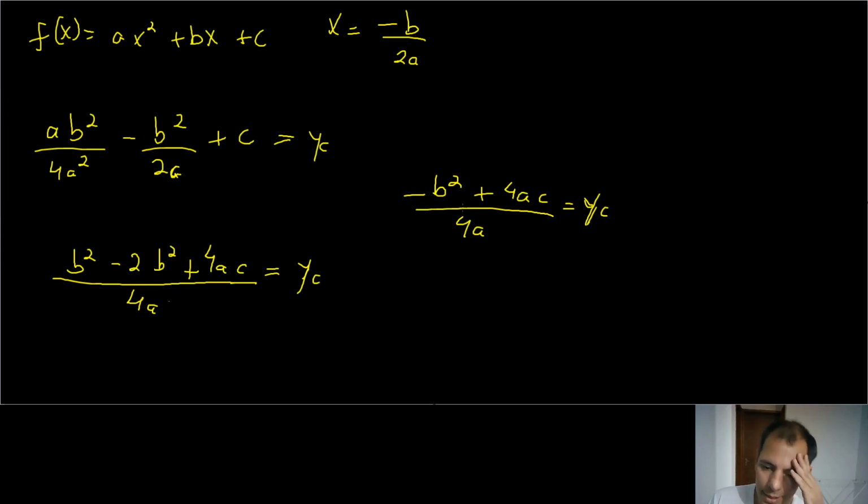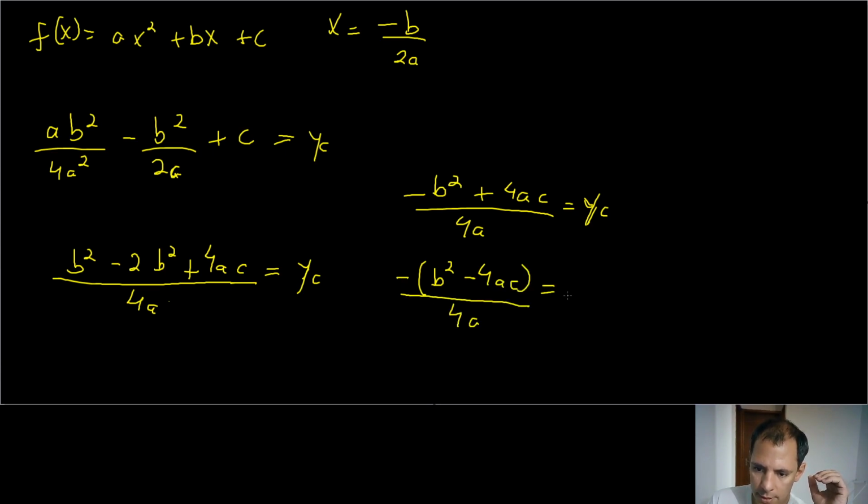Now, guys, you know what we can do? Let's extract the minus from the numerator. So we're going to do minus b squared. Where am I going with this? Well, if you factor out the minus from the numerator, you got a minus here. So minus, b squared minus 4ac, divided by 4a. This equals the y critical. Now you guys recognize this?